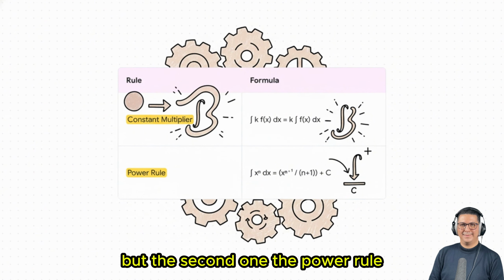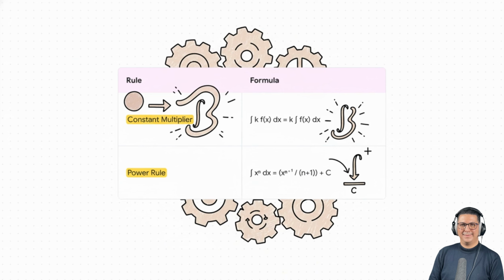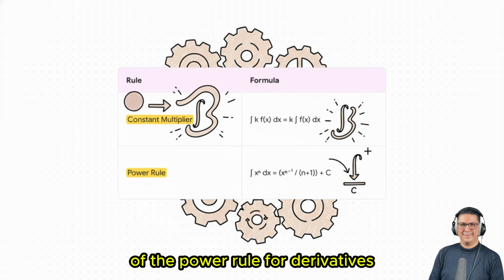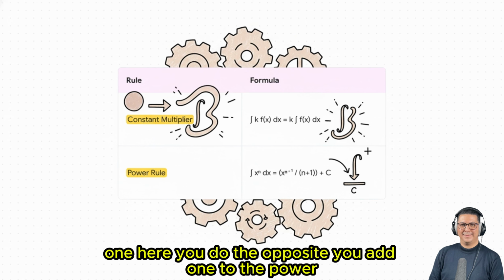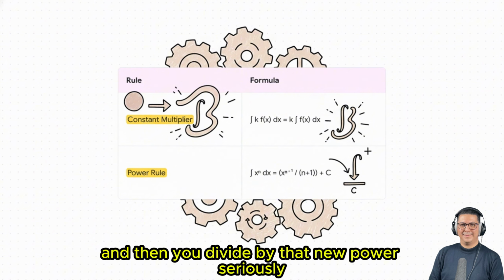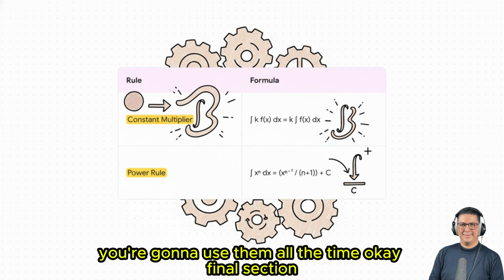But the second one, the power rule, this is the absolute workhorse of basic integration. It's the perfect reverse of the power rule for derivatives. Remember how you'd bring the power down and subtract 1? Here, you do the opposite. You add 1 to the power, and then you divide by that new power. Seriously, these two rules are your bread and butter. You're going to use them all the time.